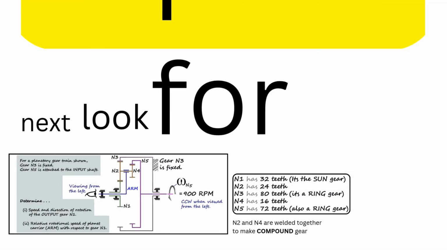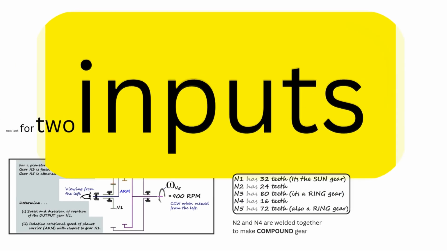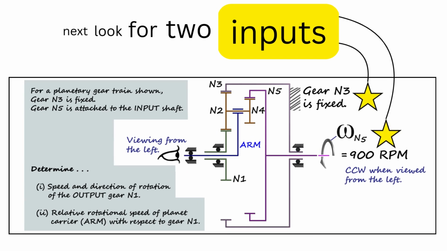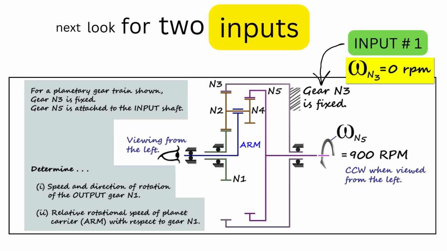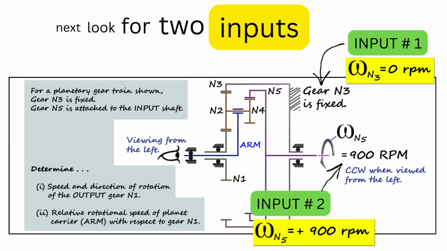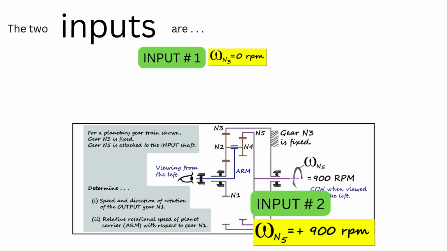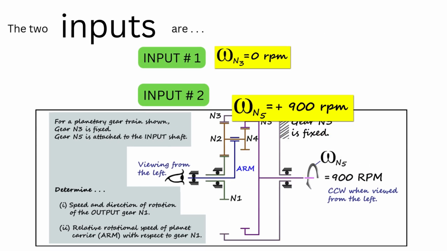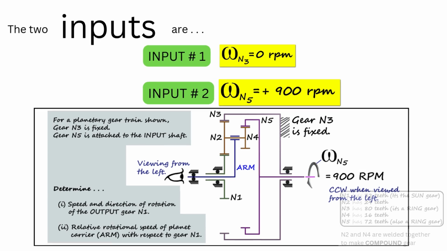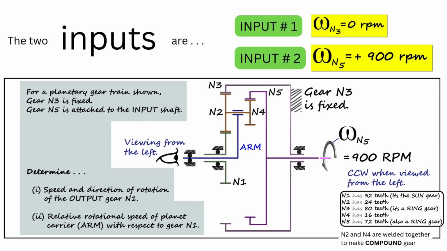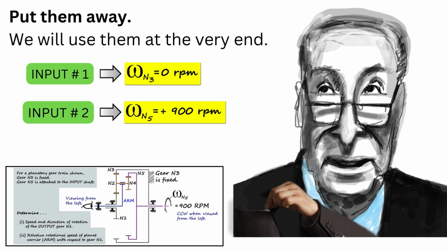First thing to look for is the two inputs. Spot them, take note, and then put them away. We will need them at the very end. Saying that gear N3 is fixed is another way of saying its rotational speed is 0. Second input is the rotational speed of gear N5 of 900 RPM counterclockwise when the gear train is viewed from the left. Ask a friend to keep them safe for you.